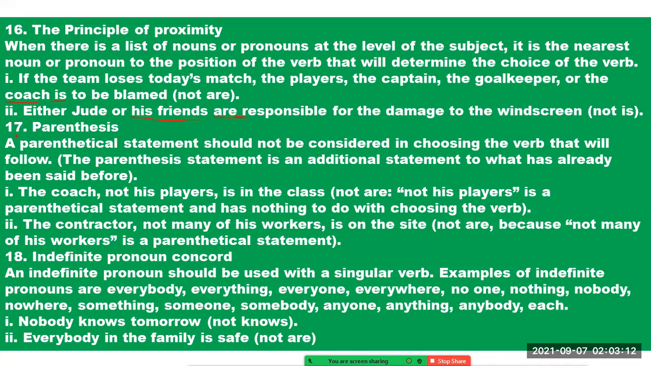Now, rule number 17 has to do with parentheses. A parenthetical statement should not be considered in choosing the verb that will follow. That's an expression that you put in brackets or is supposed to be in brackets. It's called a parenthetical statement. It stands separate from the other part of the sentence. So let's look at the examples here. All right. Now, the parenthetical statement is an additional statement to what has already been said before. That's just the meaning.